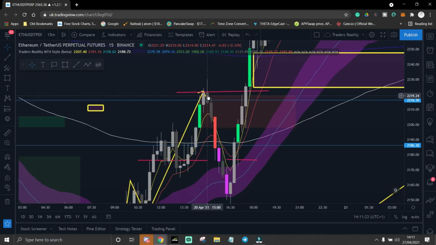Happy days. What do they do? Fulfill that obligation, spike it to the high. Some poor person managed to go long here. It's very unfortunate for him because the market maker snapped price back, recovered the previous green candle.